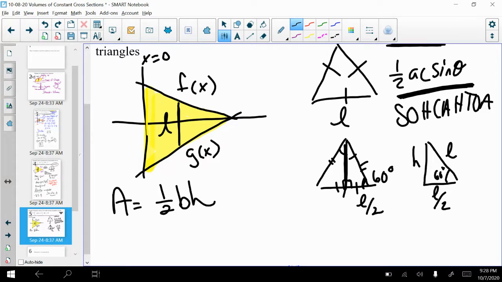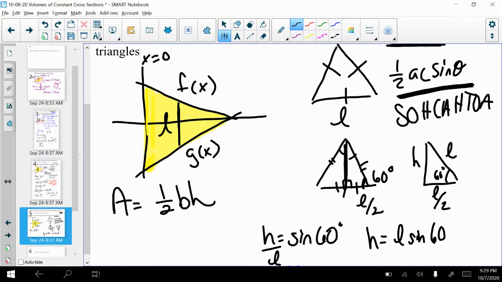SOHCAHTOA says that if we want the height, height is my opposite. So height over L is equal to the sine of 60. Follow that. So then I just get my height is equal to L times the sine of 60.